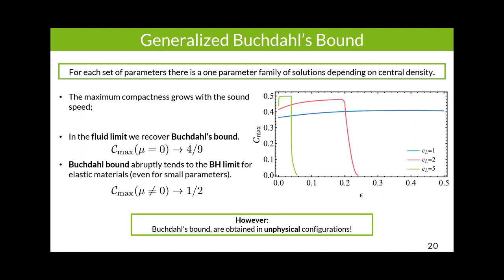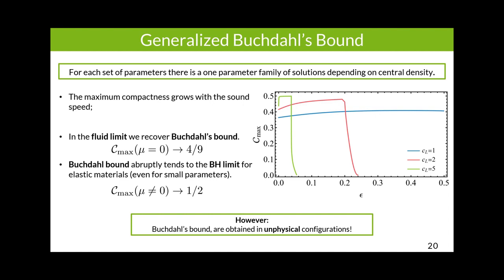And so this first part is the only part where I will allow the sound speed to be larger than 1, just to make a small remark. If you look at how the maximum compactness grows with the sound speed, you'll see something very interesting. As the sound speed increases, of course, the maximum compactness will also increase. And as the sound speed tends to infinity, in the fluid limit on the left of this plot here, we are approaching the Buchdahl limit as expected. So this is 0.4444, or 4/9, if you want to be precise.